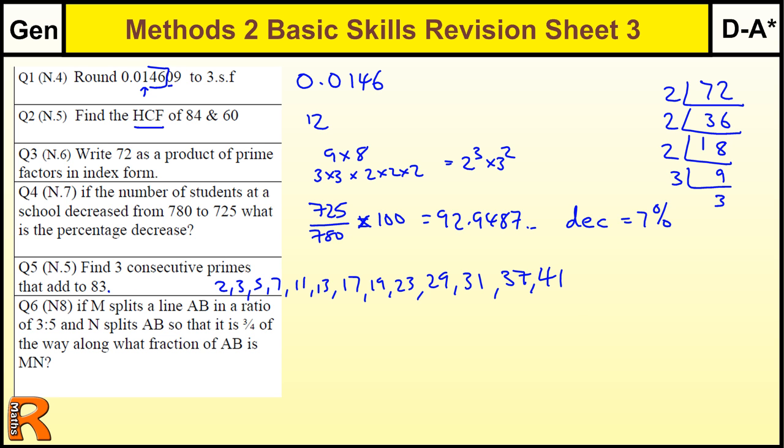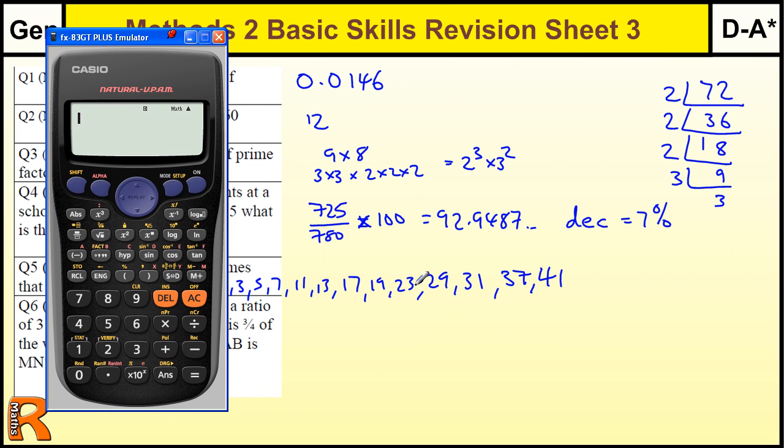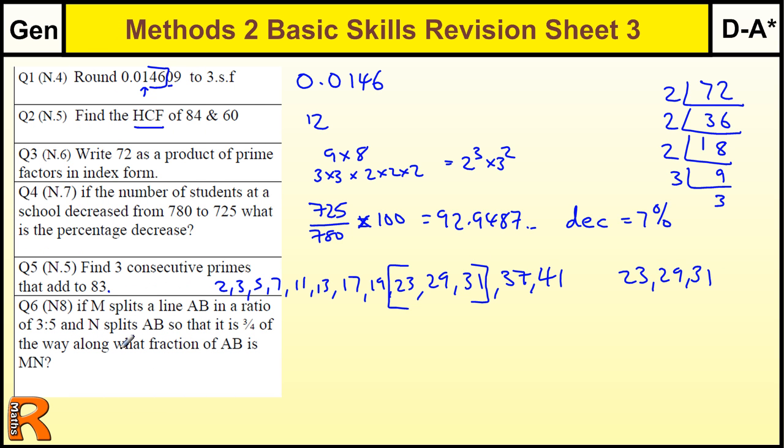Now we want three consecutive prime numbers, so they're going to be about the same number. So if we just do 83 divided by 3, we get about 27. So we're looking for three numbers that are around about 27. So we've got 23, 29, 31. That's a possible combination. So there are three consecutive prime numbers. Let's just check they work. Which is 83. So those are our three. 23, 29 and 31. They add up to 83.